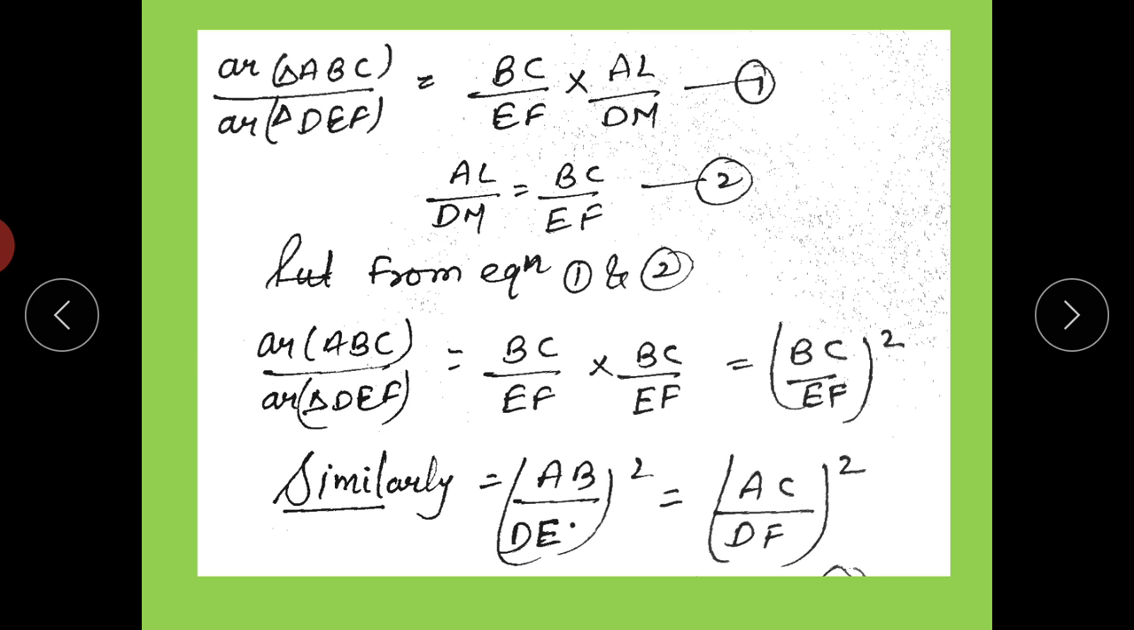Watch this video from the starting. You have to understand this, because if you are not understanding this, then we can't move ahead. So first understand this. So let's start for the second.